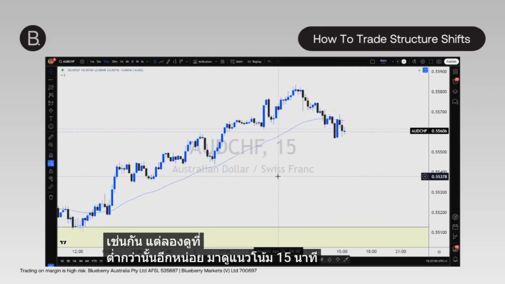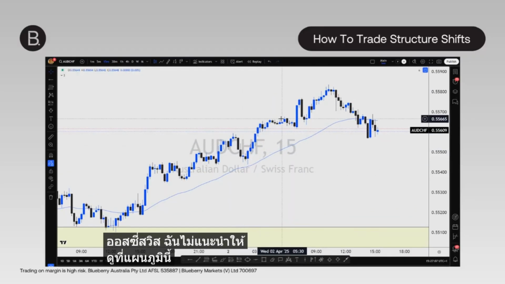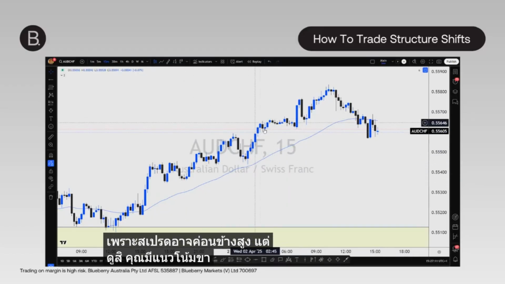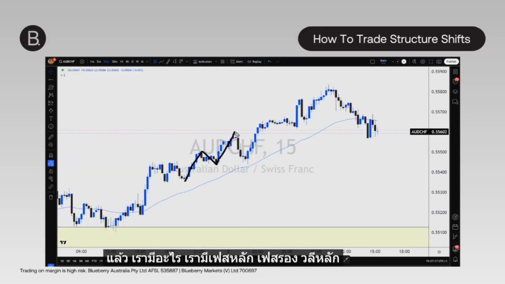Let's take a look at a 15-minute trend. This is a 15-minute trend on Aussie Swiss. I wouldn't recommend necessarily looking at this chart because spreads can be quite high. But look, you have a bullish trend here, right? So what do we have? We have a primary phase, secondary phase, primary phase, secondary phase, primary phase, right?